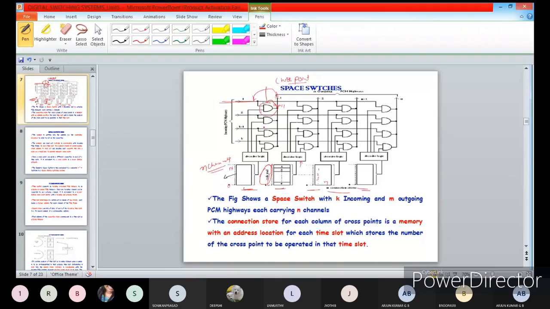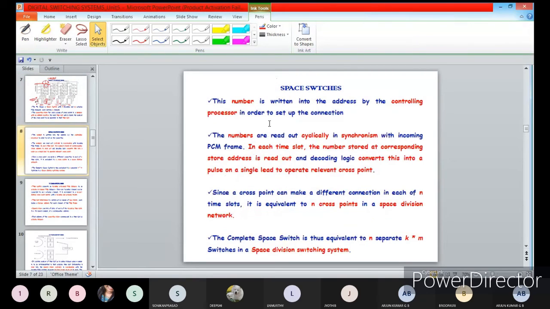After that, the number is written into the address by the controlling processor in order to set up the connections. And cyclically, in a synchronized manner, the numbers stored in the particular connection store will be read out. In each time slot, the number stored in the corresponding store is read out.